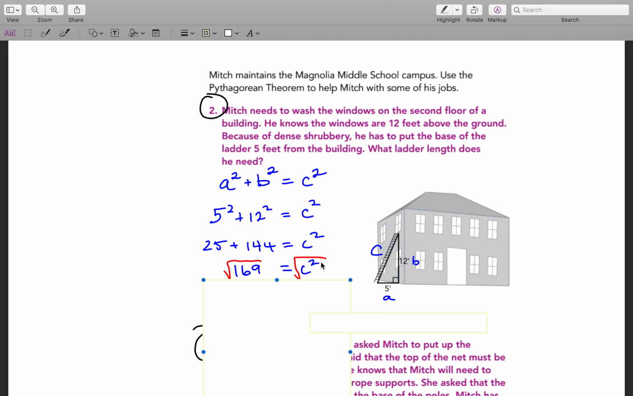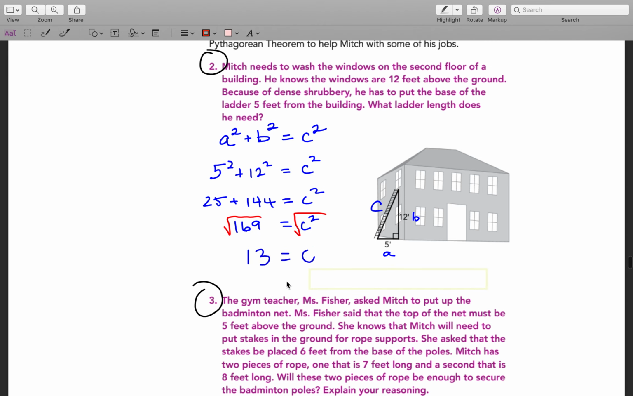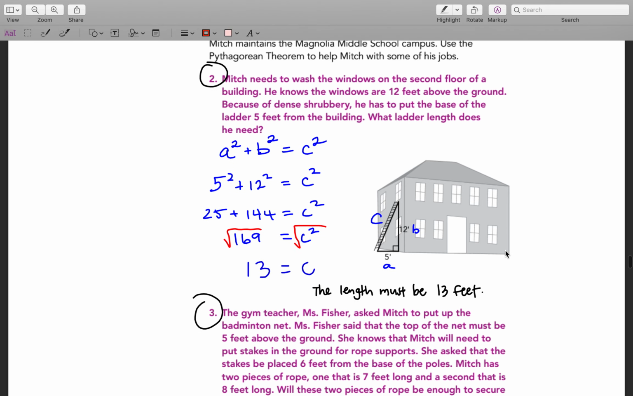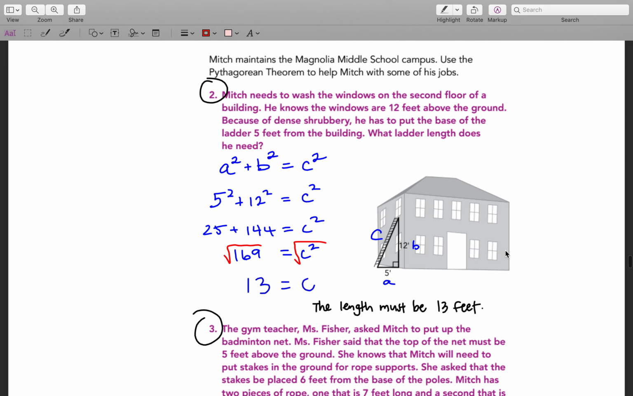And it's C squared. So to get rid of this C squared, because we want C by itself, we would just have to take the square root of both sides. So the square root of C squared is equal to C, which is what we want, and the square root of 169 is equal to 13. And therefore, C is equal to 13. That means the ladder must be 13 feet. Okay, so that's how you would do the word problem.